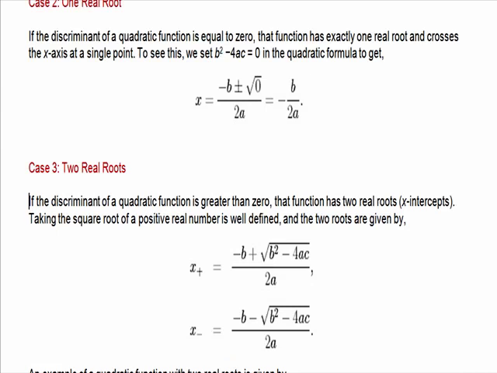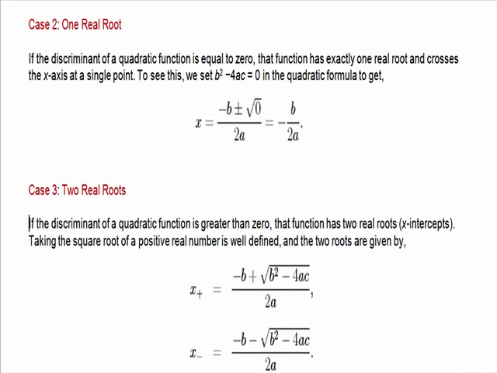Let's take a look at case 2, when we have one real root. If the discriminant of a quadratic function is equal to 0, then the function has exactly one real root and crosses the x-axis at a single point. What's kind of interesting is if we have something whose discriminant is equal to 0, then under the square root we have a 0. So our quadratic formula would become negative b plus or minus the square root of 0 all over 2a, and we would end up with negative b over 2a. That will become important to us later on in the chapter.